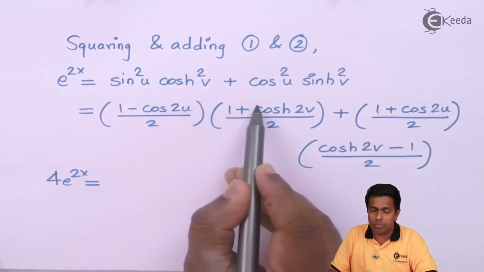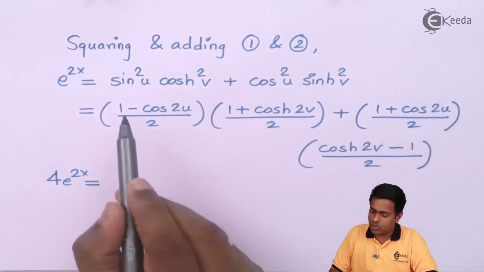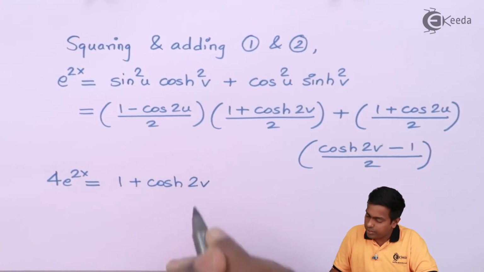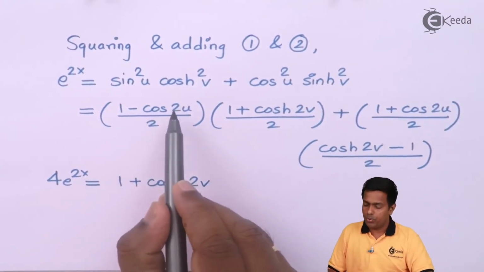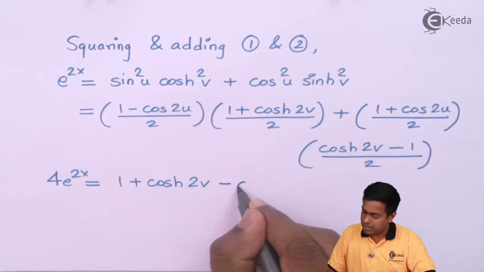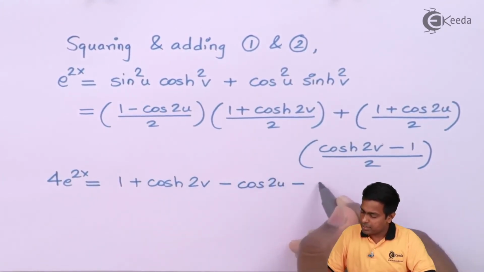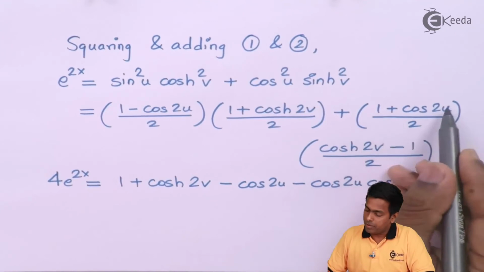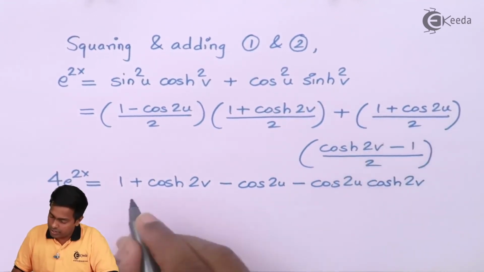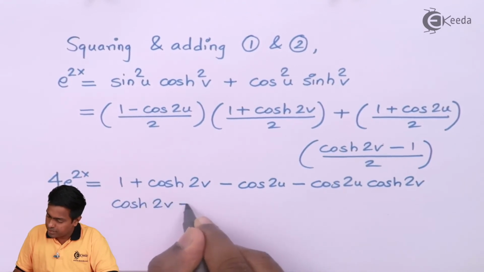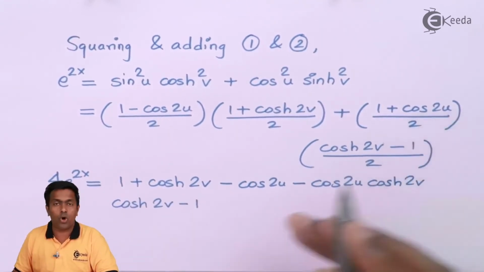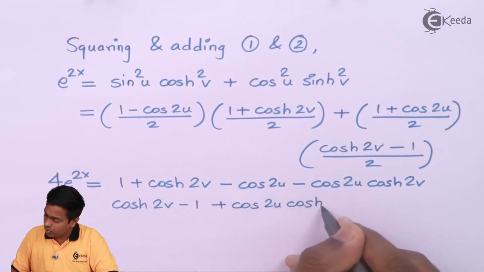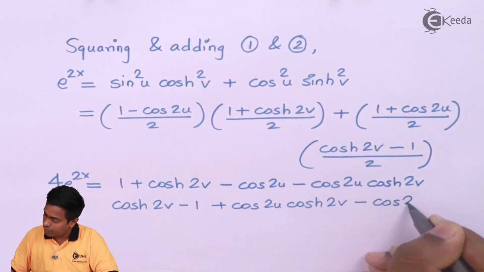So we'll multiply these two numerators and these two numerators. Let's start. So 1 into this bracket will remain same, so 1 plus hyperbolic cos of 2v. Next, minus cos of 2u into this bracket, so that will be minus cos of 2u and minus cos of 2u hyperbolic cos of 2v. Next, we'll multiply this bracket with 1, so we'll get hyperbolic cos of 2v minus 1. Next, this bracket into cos of 2u, so plus cos of 2u hyperbolic cos of 2v minus cos of 2u.